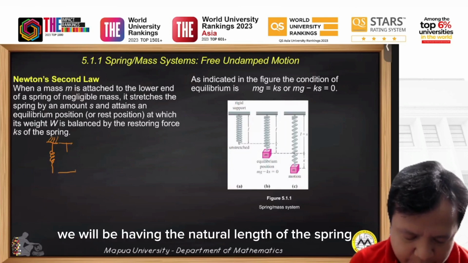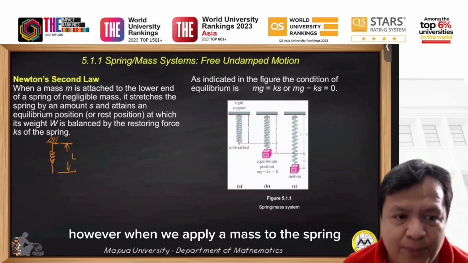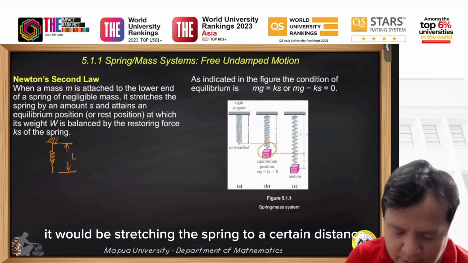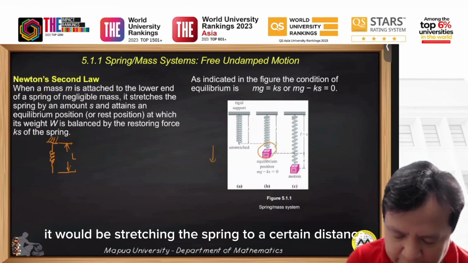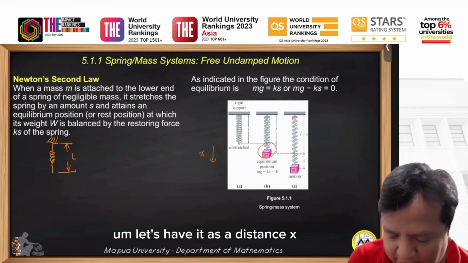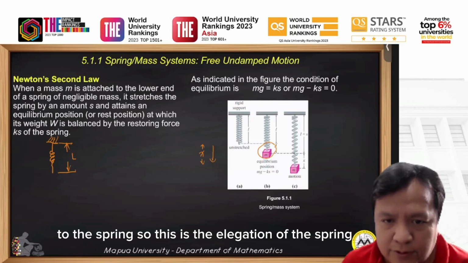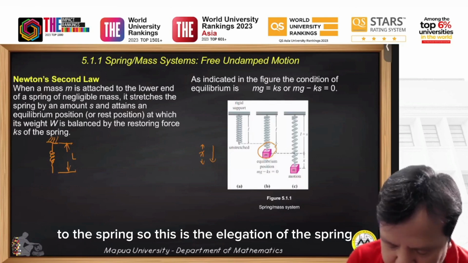So we can imagine that initially, if there is no mass, we will be having the natural length of the spring. However, when we apply a mass to the spring, like in this case, it would be stretching the spring to a certain distance. Let's have it as a distance s. So this is the elongation of the spring.